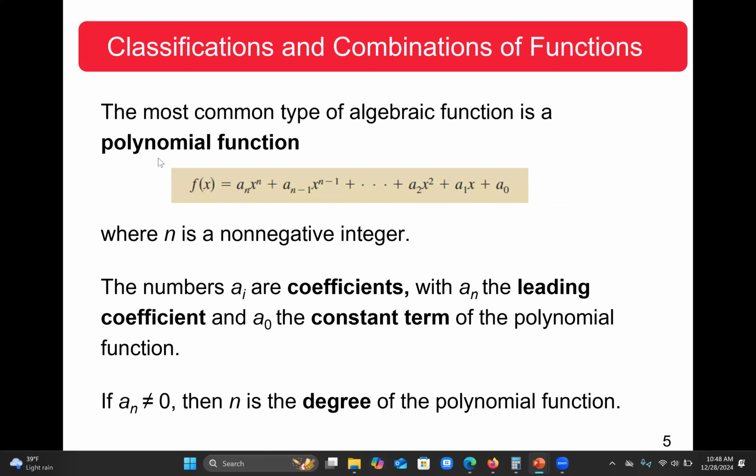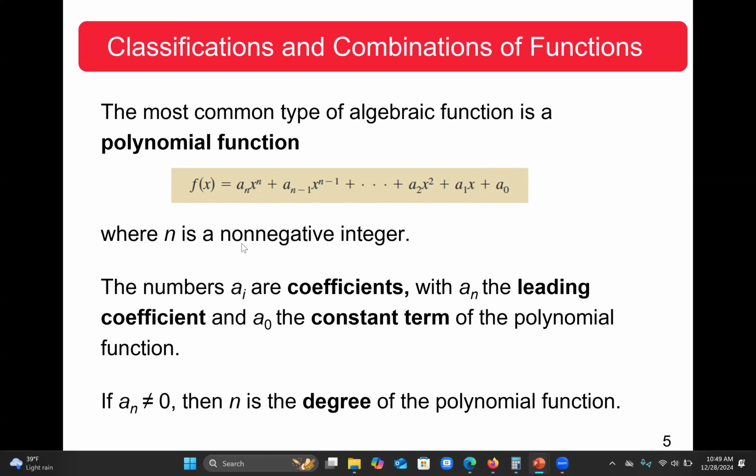So the most common one is the polynomial functions. Normally in college algebra, we always start with polynomial functions first. An example of a polynomial function is f(x) equals a_n x to the power n plus a_(n-1) x to the power n minus 1, all the way to plus a_0. Now, n is a non-negative integer. So the numbers a_i are the coefficients, with a_n the leading coefficient, and a_0 the constant value.